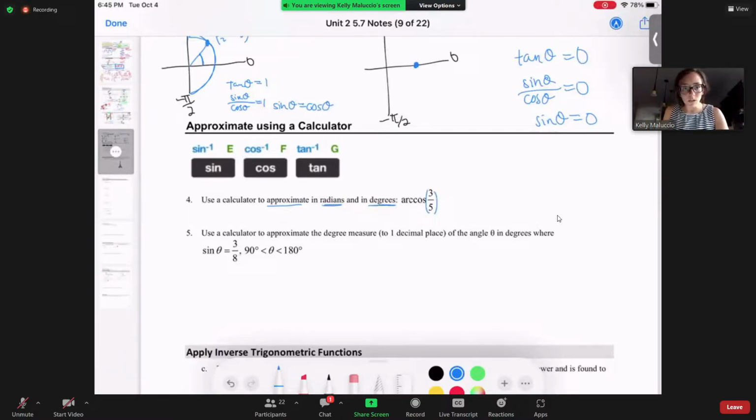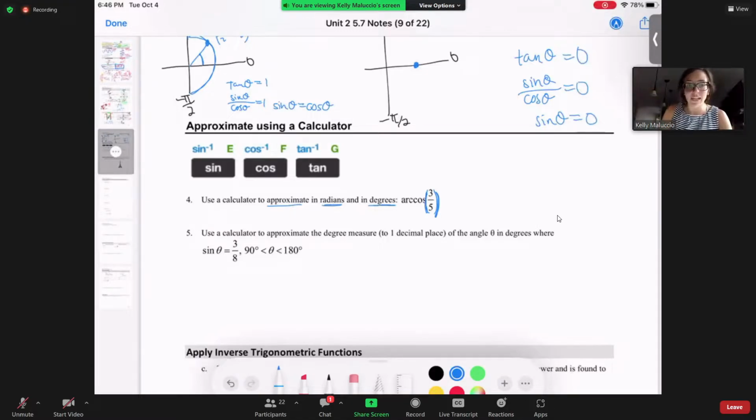If I'm going into the Desmos calculator, I'm going to hit inverse cosine, so arc cosine, and then I want 3 divided by 5. Make sure you have the parentheses, and you don't take arc cosine of 3 and then divide by 5, because that's going to be wrong. We want the inverse cosine of 3 over 5. You could even make it a decimal, 0.6.